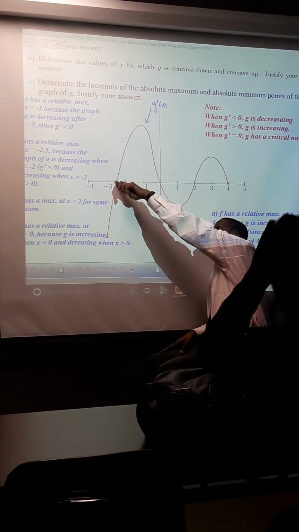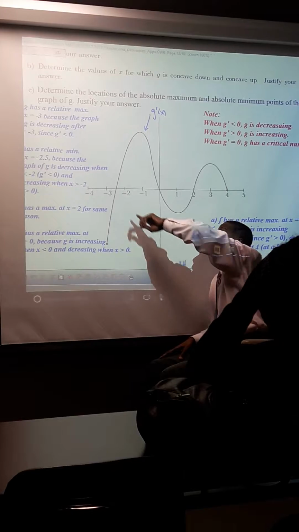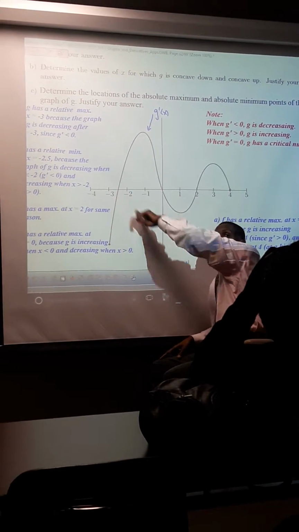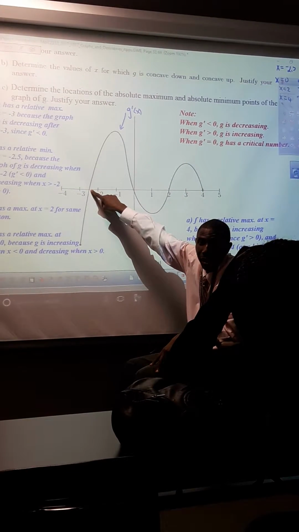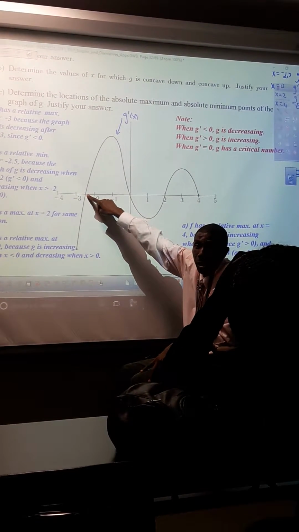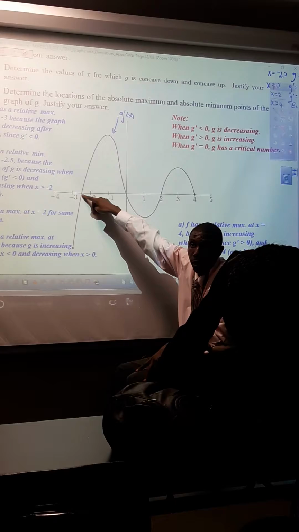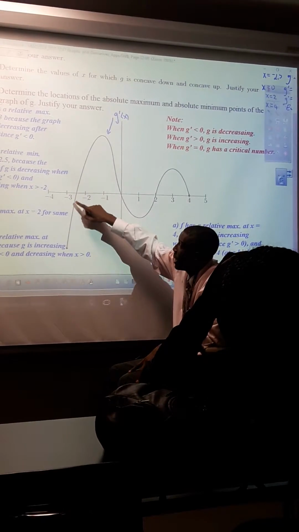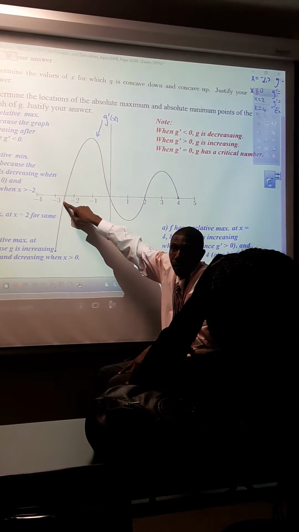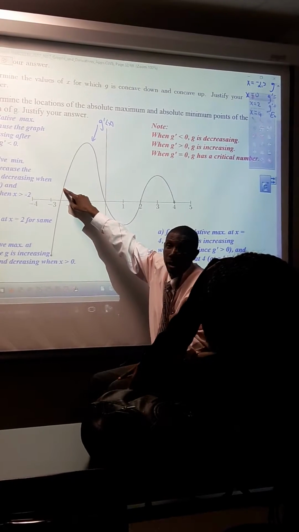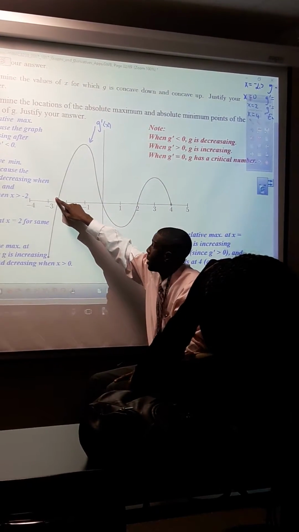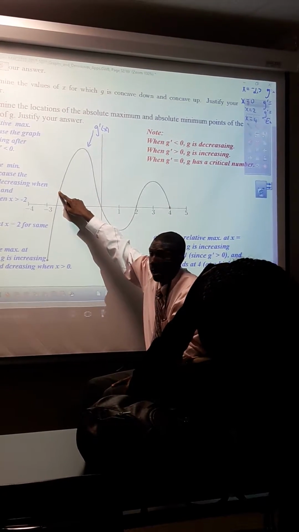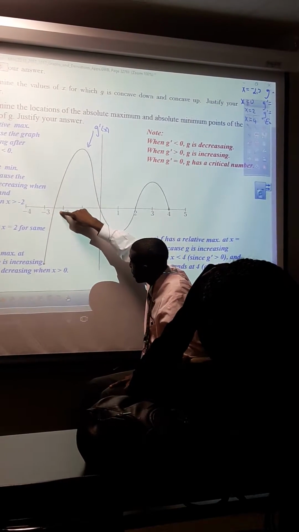Now G keeps going downward until we get to -2.5. At that point, G prime is 0, which means G starts turning, right? Did we switch over? Yes. G prime was negative, then becomes 0, then positive, which means G is decreasing, then turns, then increasing.